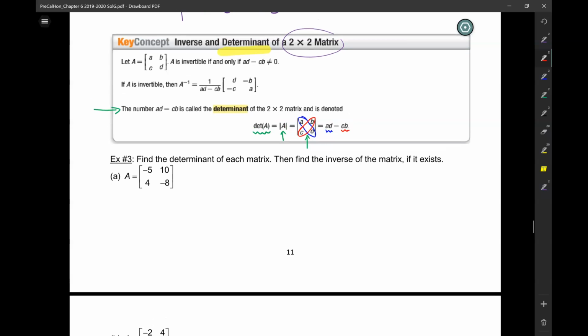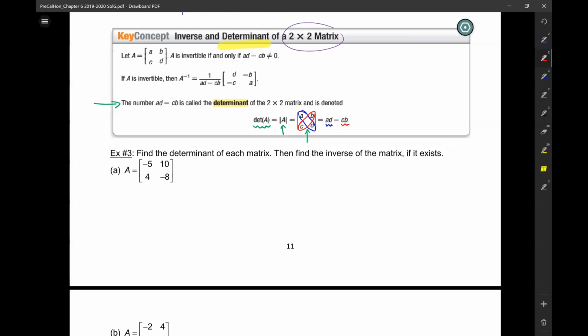Now, once you have your determinant, you can find the inverse of the matrix. So here's how you find the inverse. A inverse is 1 over the determinant of A times.